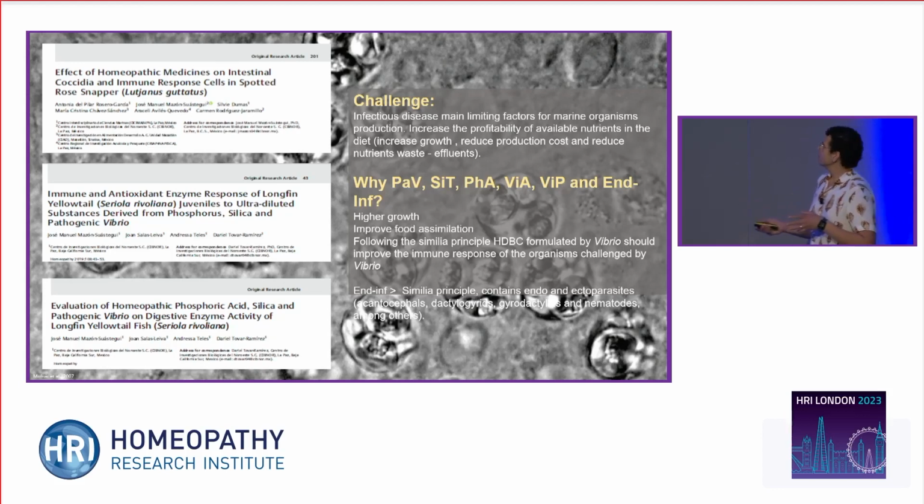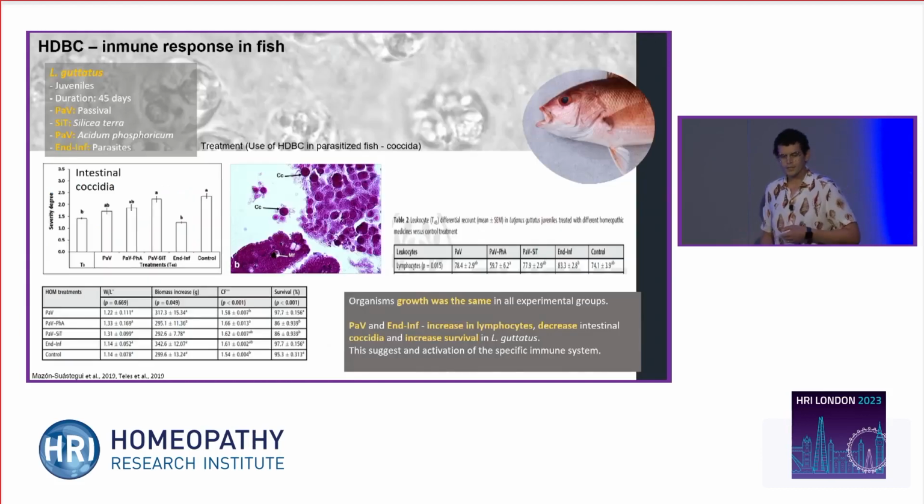From now on, I'm going to talk about silica and phosphoric acid as Seed and Pha, just to talk faster. And for the vibrios, I'm going to say Bia and Bip. I'm also going to talk about another homeopathic medicine, which is formulated from endo- and ectoparasites. This has been used in only one study, which is this one.